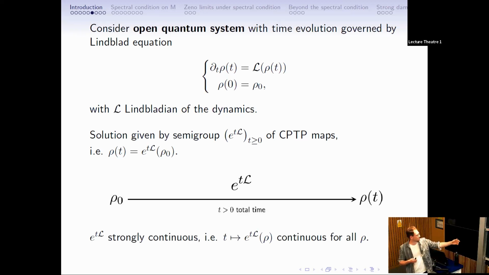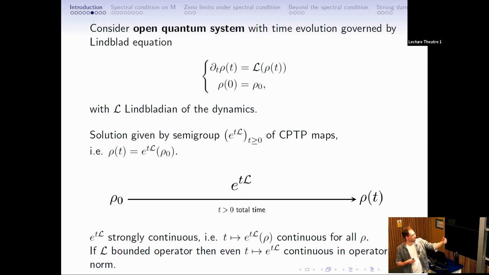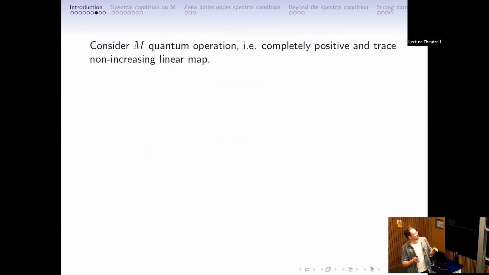In general, this thing will just be strongly continuous, so continuous for fixed input state. But if L is a bounded generator, we know that this is continuous in operator norm on the trace class. So this is the setup. Again, we can now slightly generalize what we consider as the actions in between.